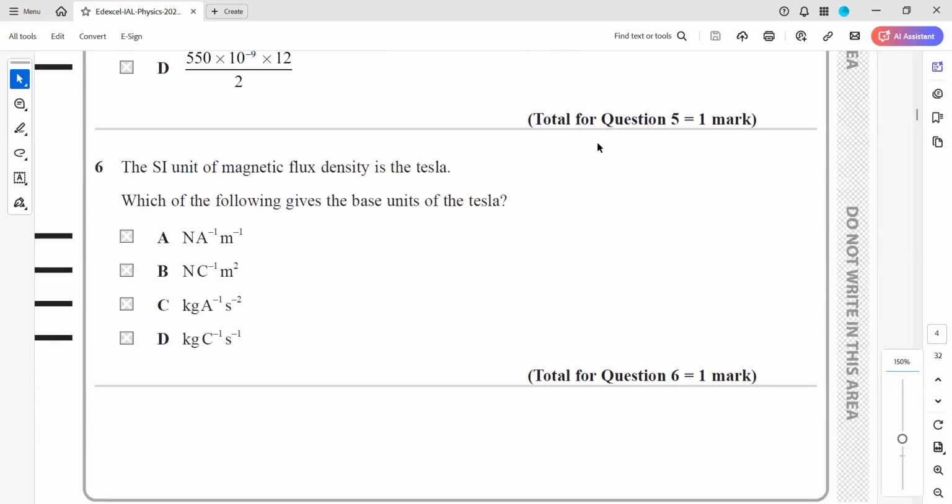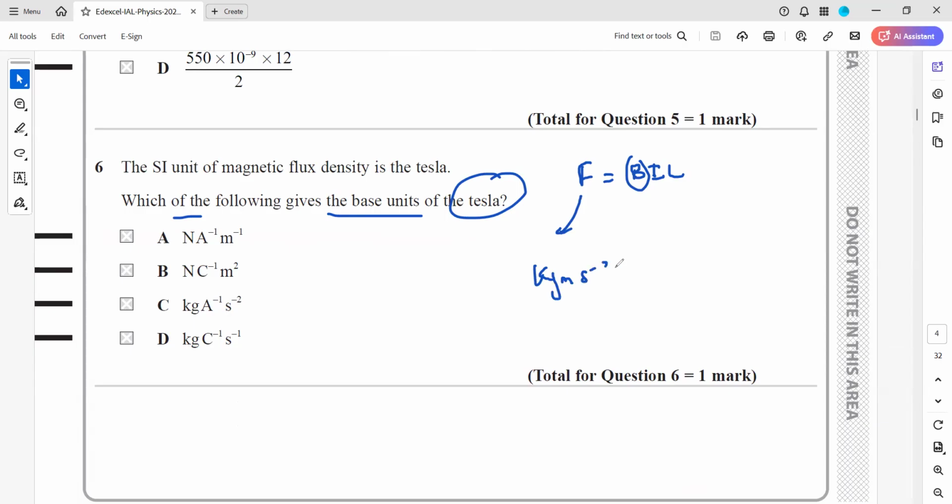The SI unit of magnetic flux density is the tesla. Which of the following gives the base unit of tesla? You can use any formula which you can remember. F equals BIL sin theta, where B is the field strength. The base unit of force is the newton, which is kilogram meter second raised to power -2. Then B, current is in ampere and length is in meter. This m will cancel with the m here. So it will be kilogram second raised to power -2 divided by ampere, and this will go up.